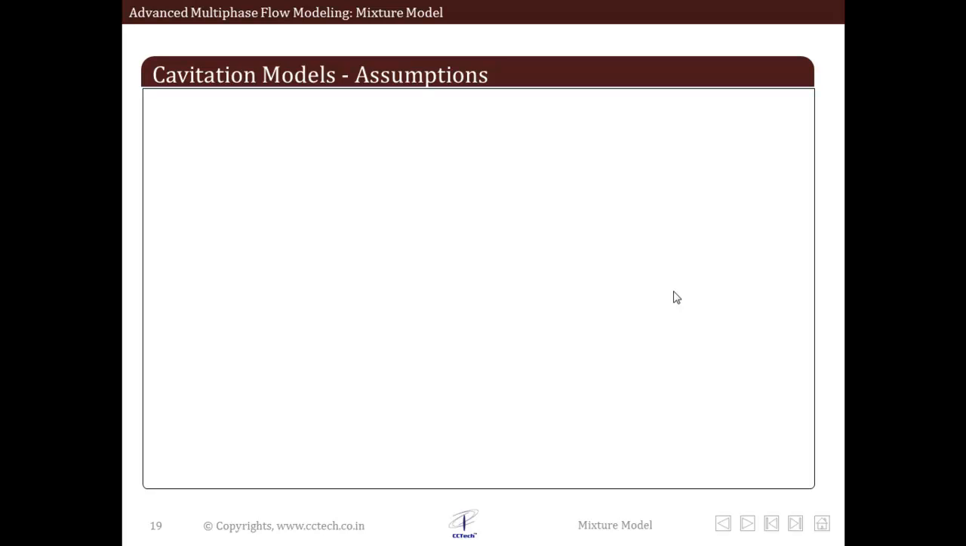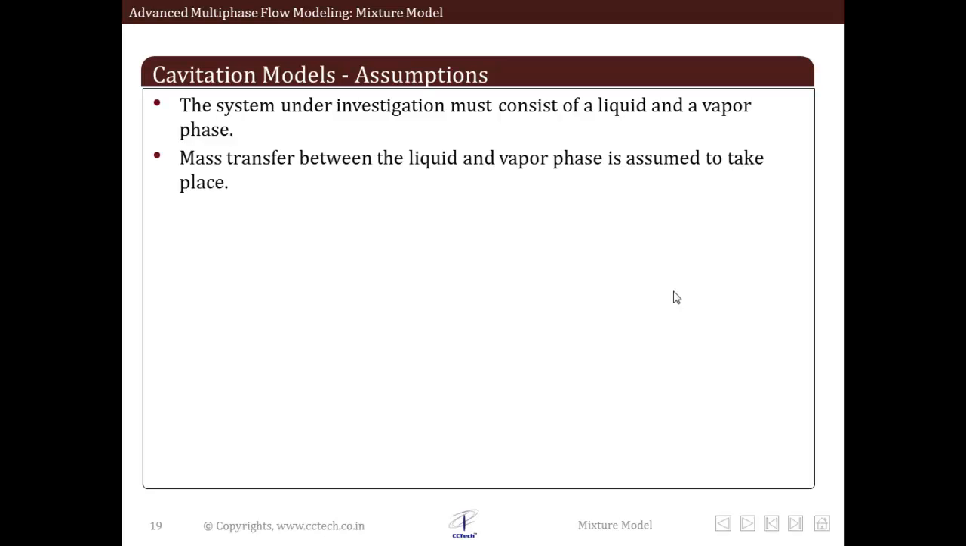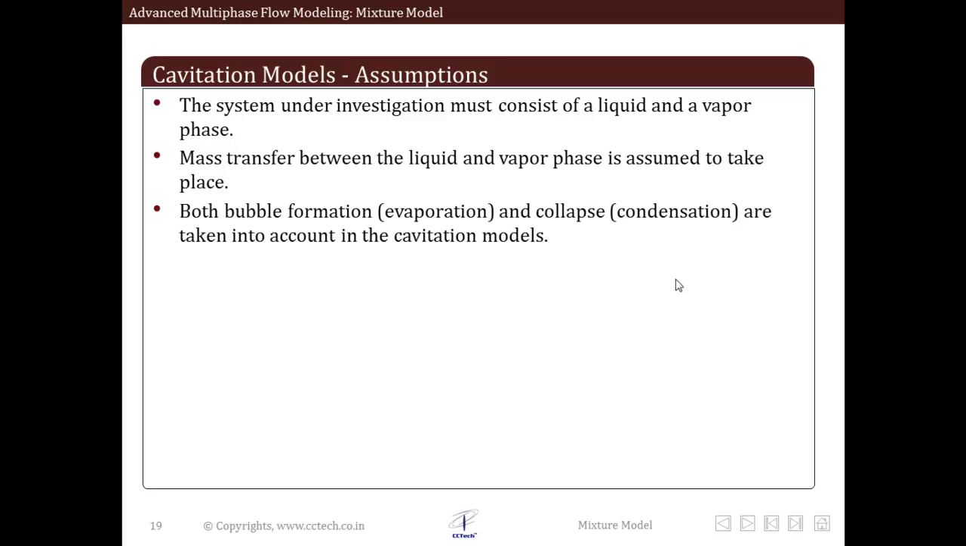While modeling cavitation within Fluent, there are some assumptions that are considered while building up the models for cavitation. We will discuss those assumptions in this slide. Now, the system under consideration in order to study cavitation must consist of a liquid and a vapor phase. This is the basic assumption. That is, the problem should contain a liquid phase and a vapor phase. There is mass transfer between the vapor phase and liquid phase, and this mass transfer should be modeled or it is assumed to take place. Both bubble formation, that is evaporation, and bubble collapse, that is condensation, are taken into account. Both the effects are modeled.